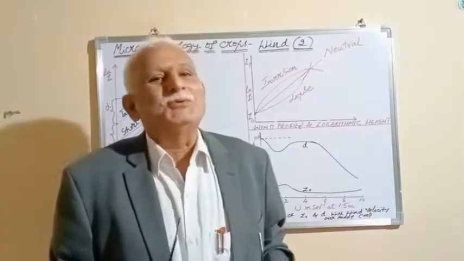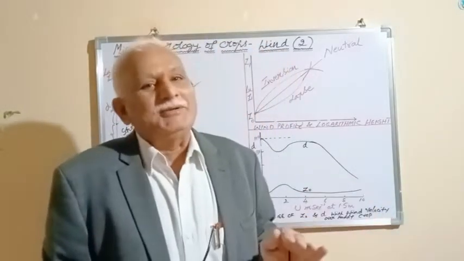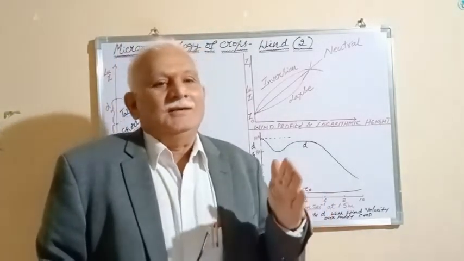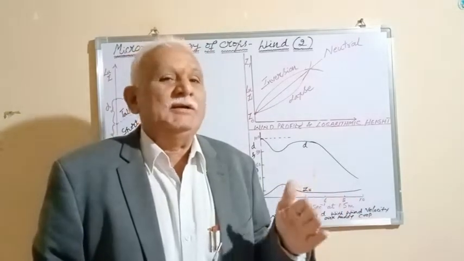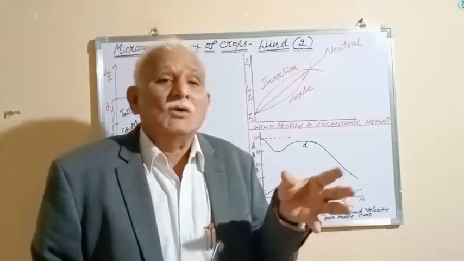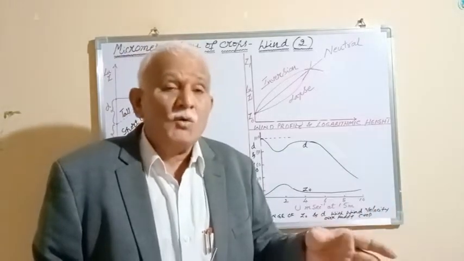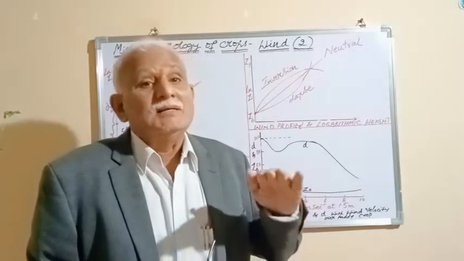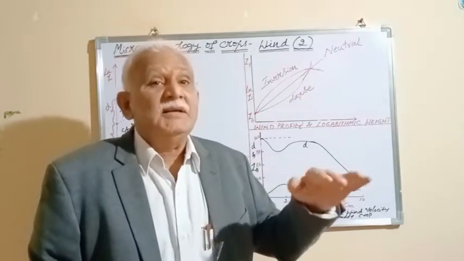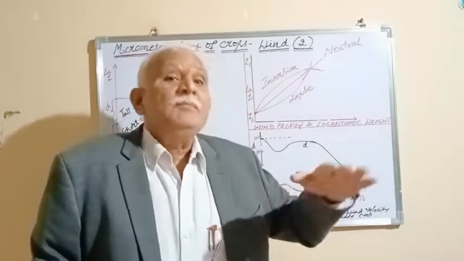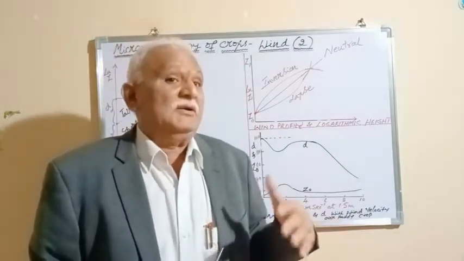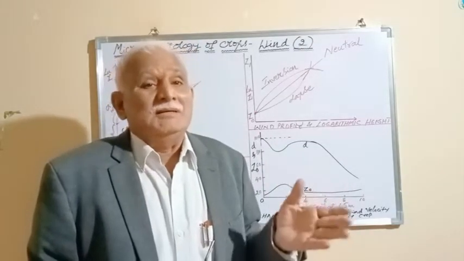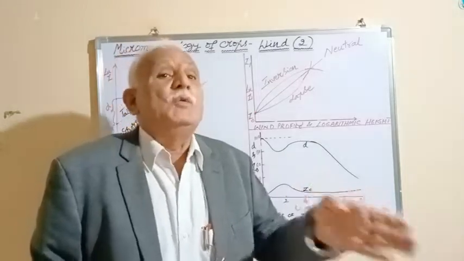Dear students, welcome to our class on Micrometeorology of crops, wind 2. In the first published video on wind, we tried to understand what the logarithmic wind profile is, and how the roughness parameter Z0 and zero plane displacement D change over different surfaces. In addition to that, we also tried to understand how the Richardson number is related to the logarithmic wind profile.